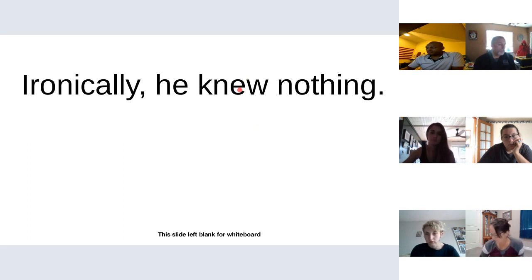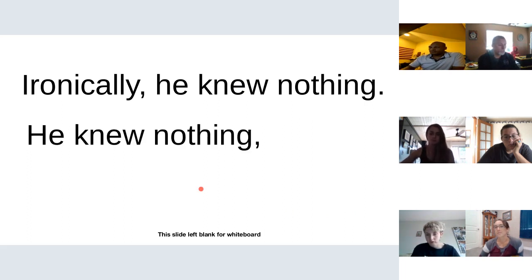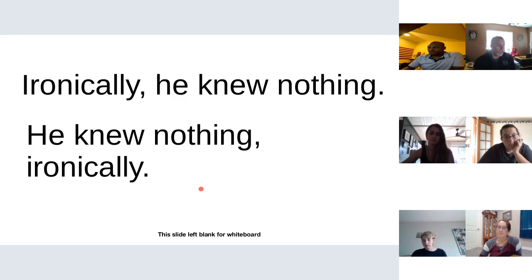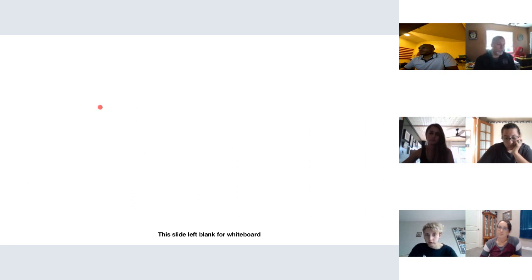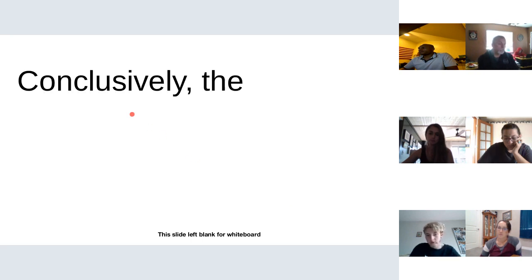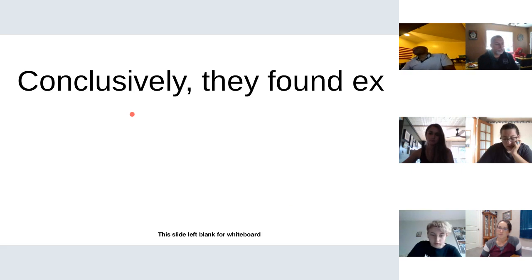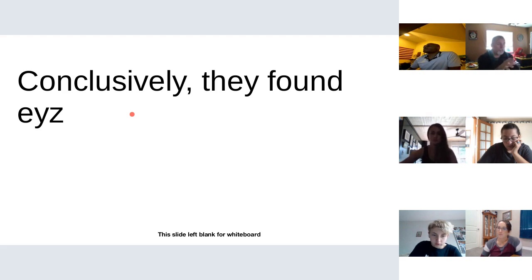Now, can I switch this around and say something like, he knew nothing, comma, ironically. Yes. So all of a sudden, we just saw the before and after rule for commas. If it's extra information about the full sentence, then it gets a comma. You'll see it in cases like, in particular, we'll say something like subsequently, conclusively, they found X, Y, Z, right? Does that make sense? So that is the before and after.